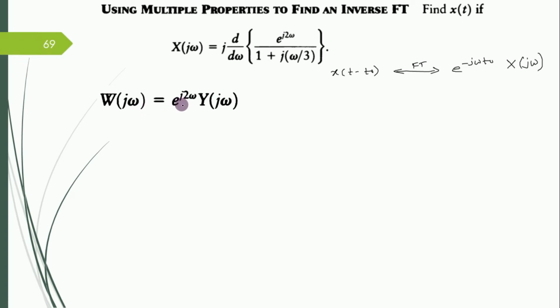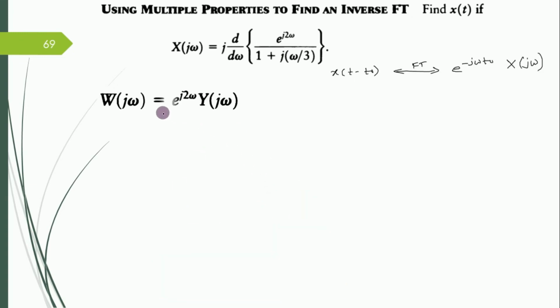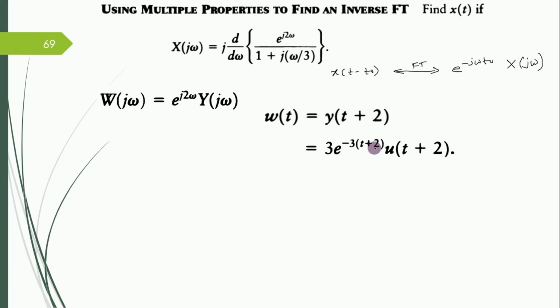So W of j omega, from the previous slide, is e raised to j 2 omega. I don't show it once again, you have already seen it. In place of t naught I am having minus 2. So minus of minus 2 gives y of t plus 2, so w of t is nothing but y of t plus 2. And y of t you already know is 3 into e raised to minus 3t u of t; in place of t I substitute t plus 2.